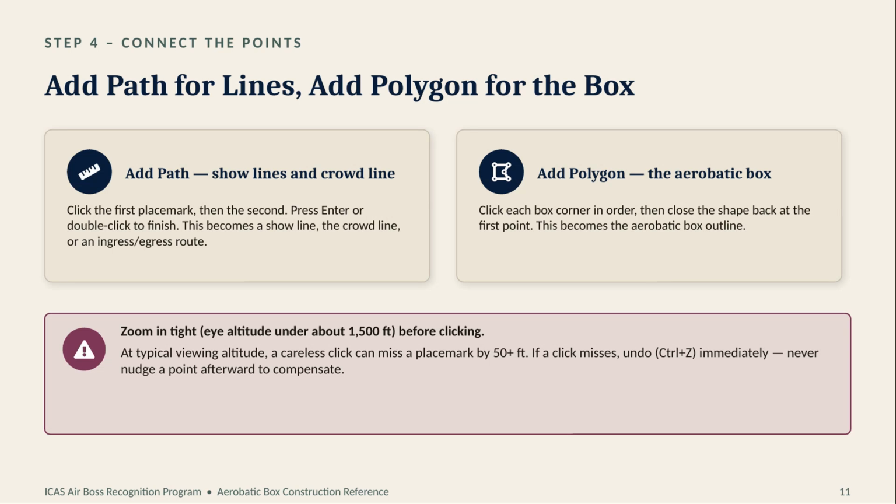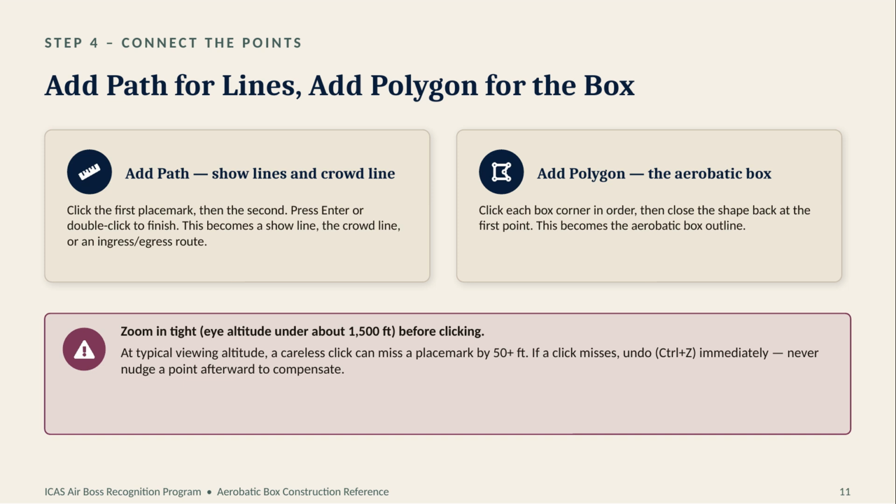With every placemark typed in and locked to its coordinate, step 4 connects them into lines and shapes. Two tools do this work. Add Path draws your show lines and crowd line. Click the first placemark, then the second, and press Enter or double-click to finish. Depending on which 2 points you connect, that path becomes a show line, the crowd line, or an ingress and egress route for emergency vehicles.